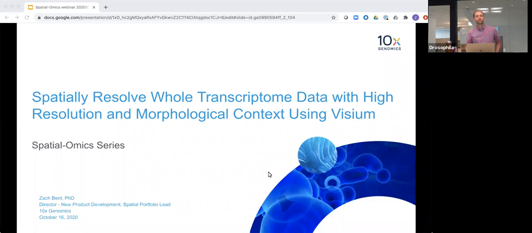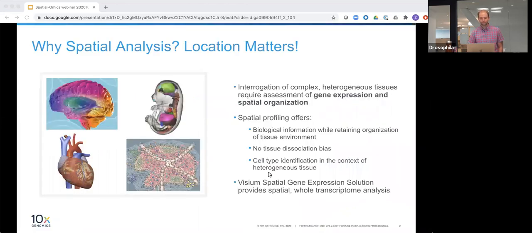Great, thank you for that introduction, and thanks for inviting me here today. I'm definitely appreciative of the opportunity to speak to this group and tell you guys about some of the stuff we've been working on in the last year or two with the Visium portfolio. So I titled my talk today, Spatially Resolved Whole Transcriptome Data with High Resolution and Morphological Context Using Visium.